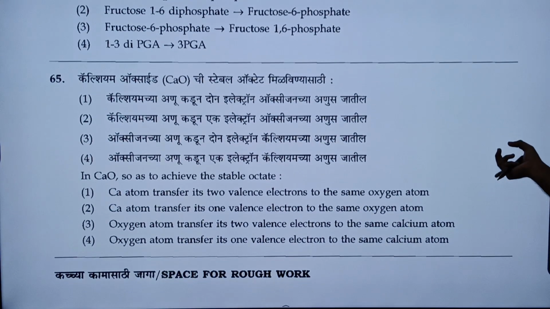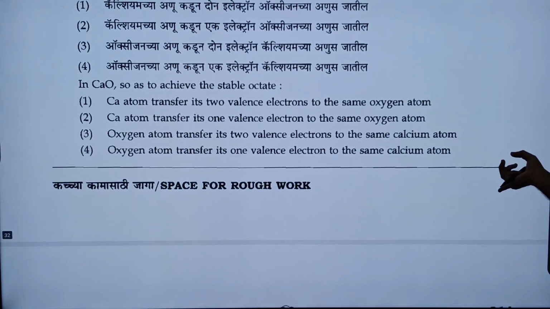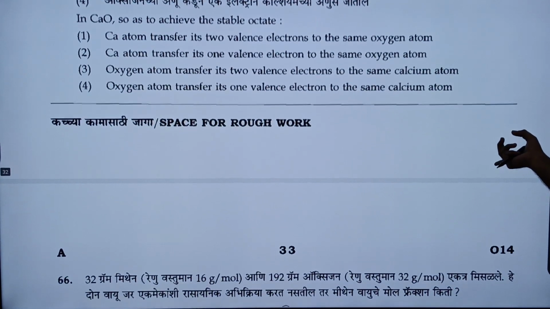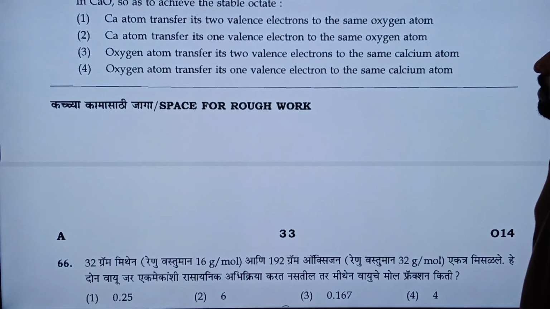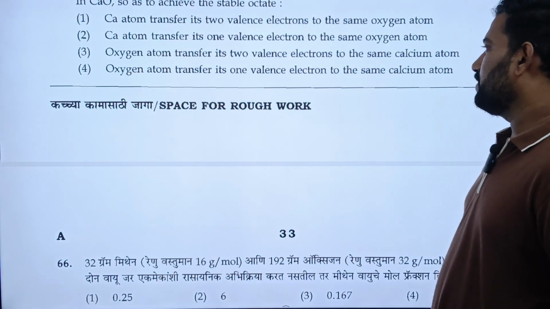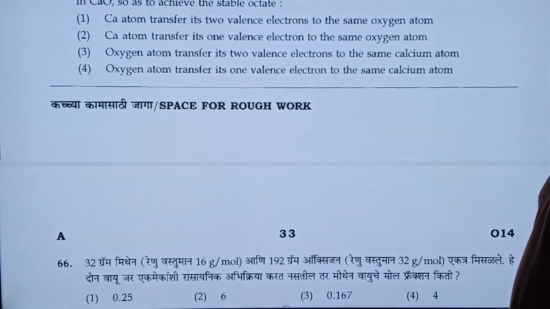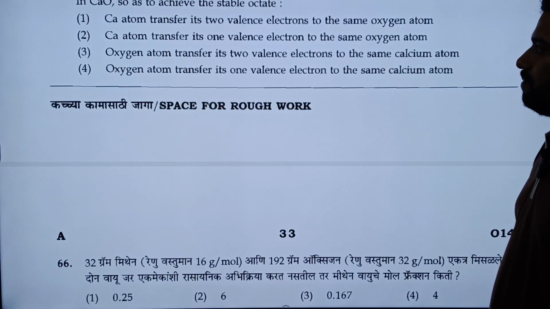Next question is in CaO. Question number 65 in CaO. So as to achieve the stable octet, Ca atom transfers 2 valence electron to the same oxygen atom. Ca atom transfers 1 valence electron to the same oxygen atom. Oxygen atom transfers 2 valence electron to the same calcium atom. Oxygen atom transfers 1 valence electron to the same calcium atom.